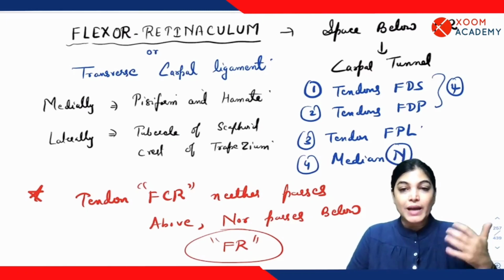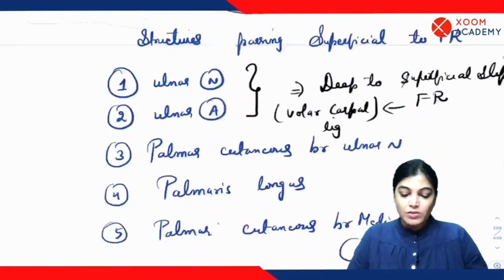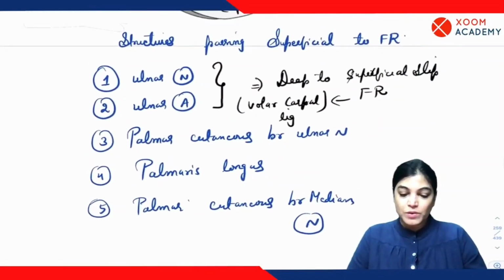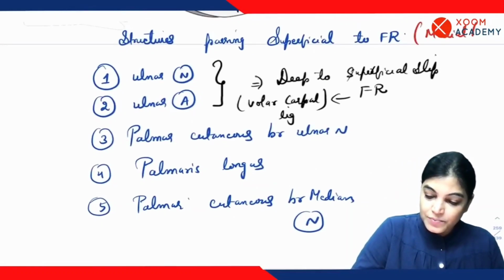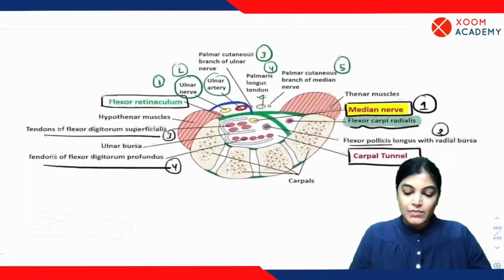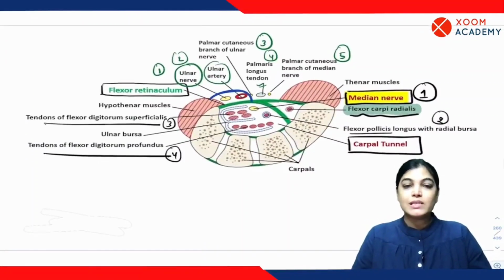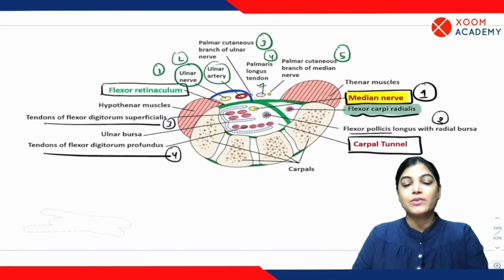So, in short, we have seen the attachment of flexor retinaculum by this diagram. We have also seen the contents passing superficial to flexor retinaculum, written from medial to lateral. Then we have seen the structures passing below. This is a diagram which is showing you the structures passing superficial and deep to flexor retinaculum.